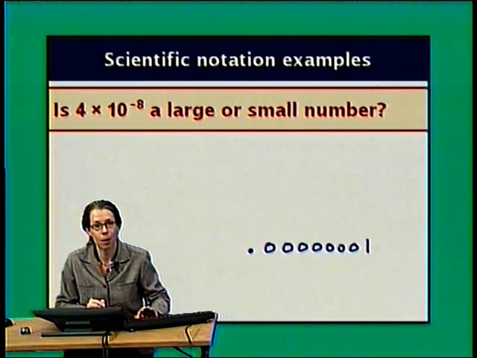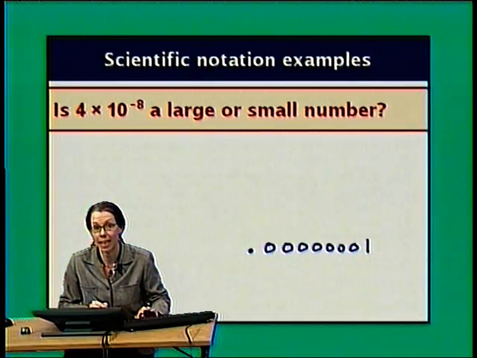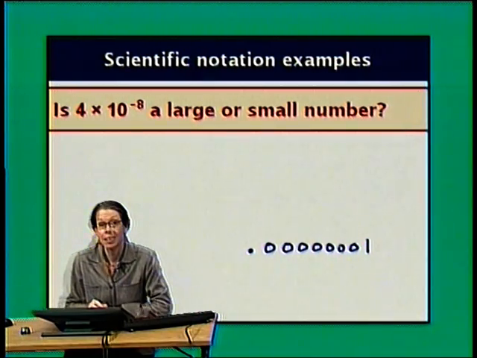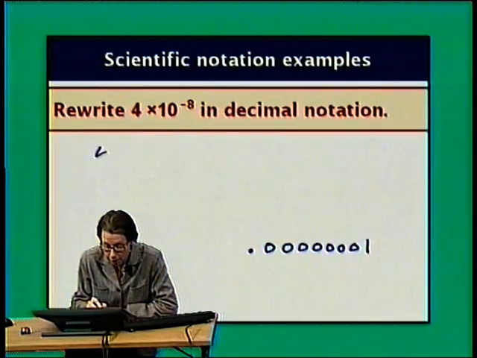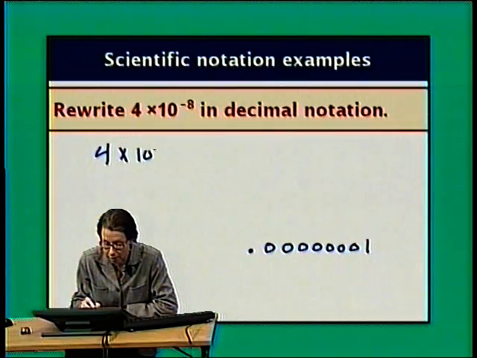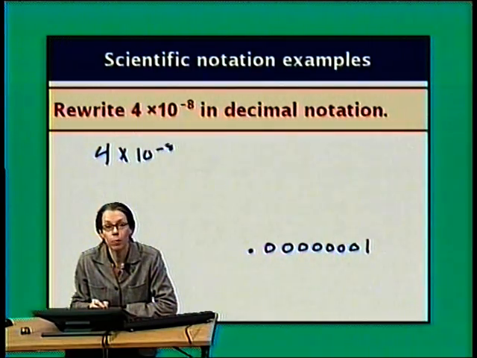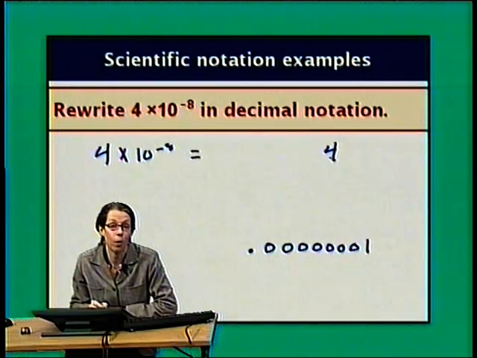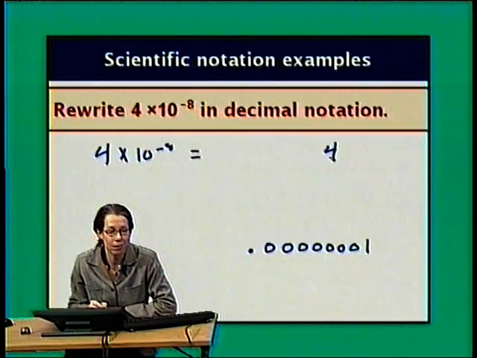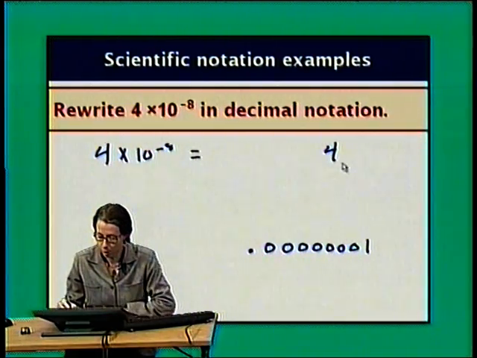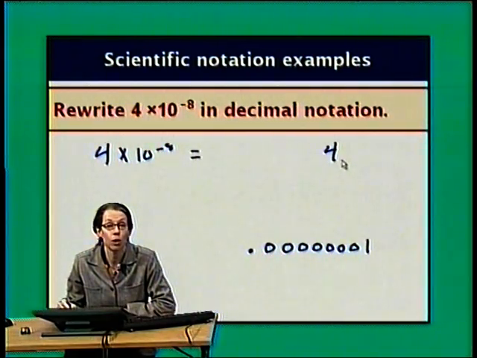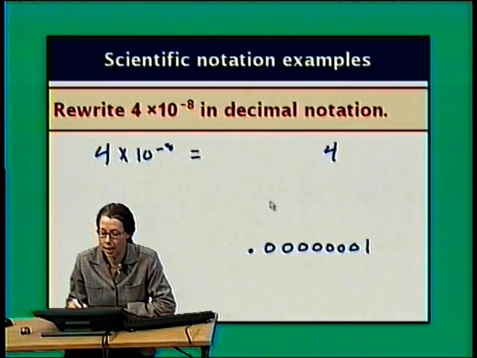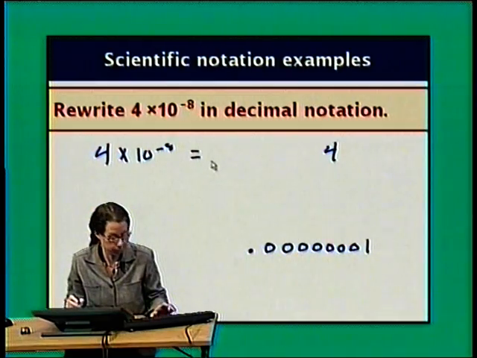So let's take this number, 4 times 10 to the negative 8, and write it in decimal notation. Well, I'm going to take my mantissa 4, and I need to move the decimal point 8 units to the left. Well, where is the decimal point? There's an implied decimal point here to the right of 4, and I need to move that decimal point 8 units to the left.